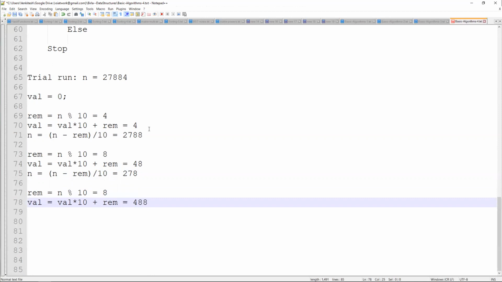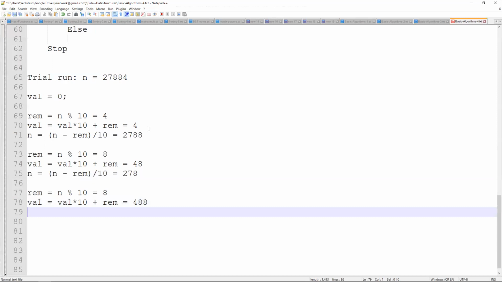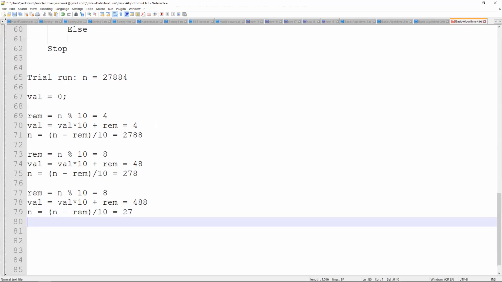Okay. So you see, by multiplying by just 10, we are pushing the digits to the left by one place before adding the new digit. That is the idea. Multiplying by 10 pushes every digit to the left by one place, and then you add the remainder. And then n is equal to (n minus rem) by 10. Again, n minus rem is now 270 divided by 10, 27.